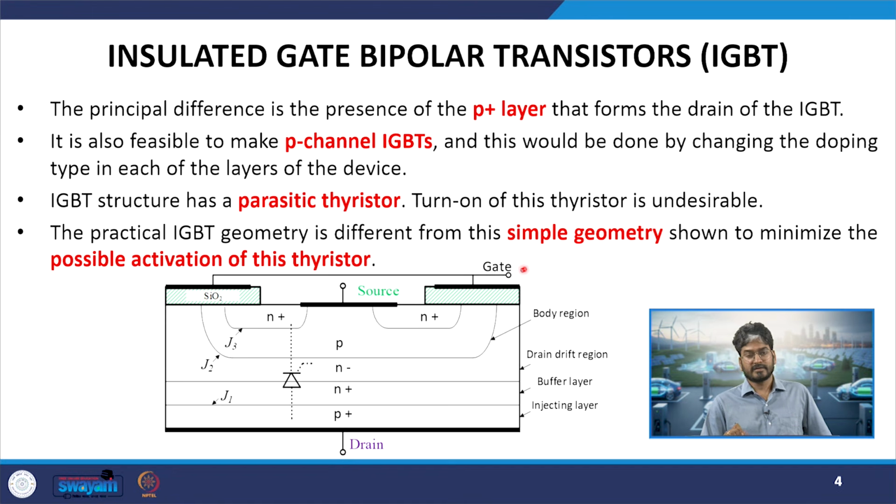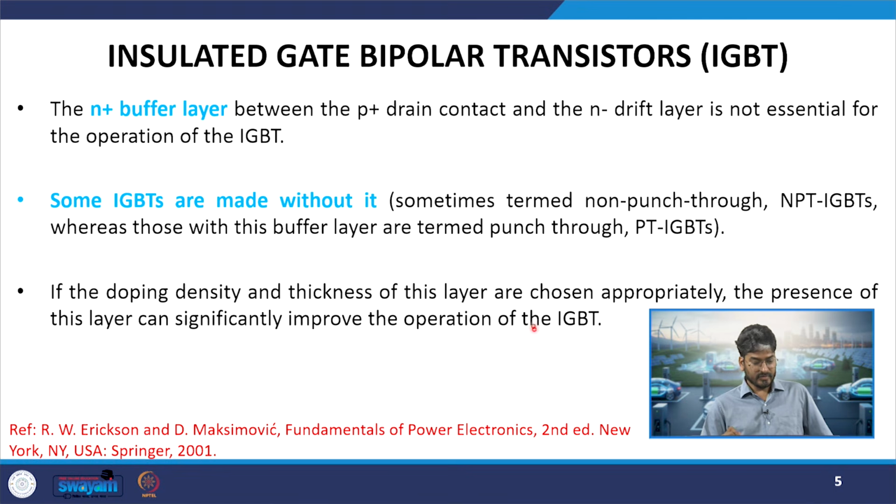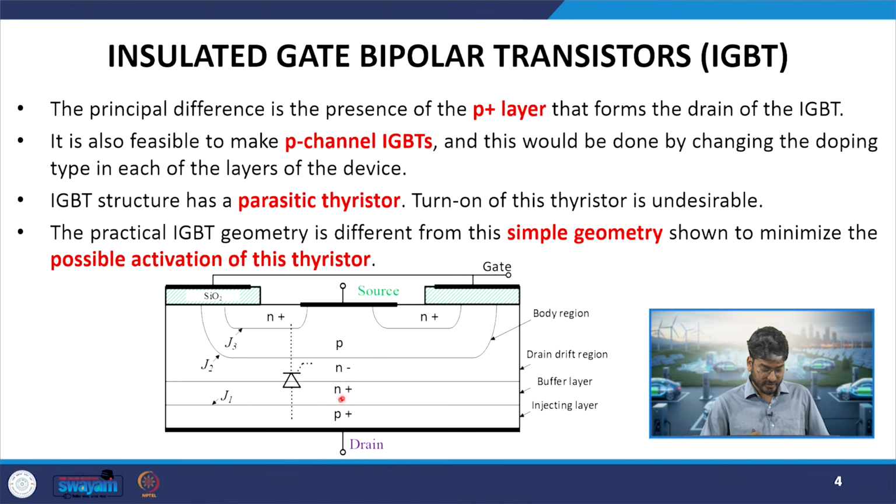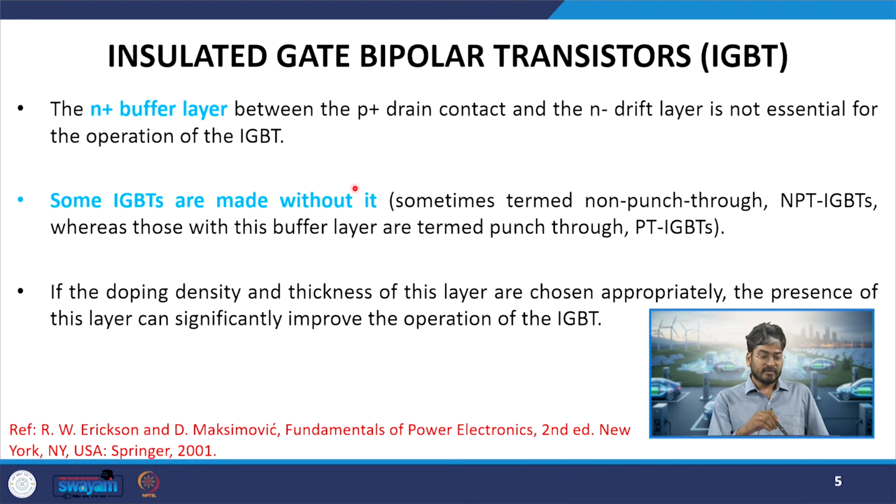In real applications, we will have slight variation in this geometry, which is shown over here. It is just for our understanding. Here, the n plus layer which is present over here is an optional layer. If we do not want this layer to be present, we will have one type of IGBT. If this layer is present, we will have the other type of IGBT, which is listed over here. If the n plus buffer layer is present, it is called a punch through IGBT. If this layer is missing, it is called a non punch through IGBT.